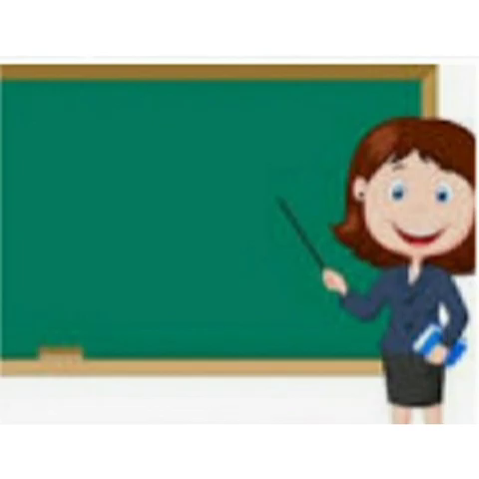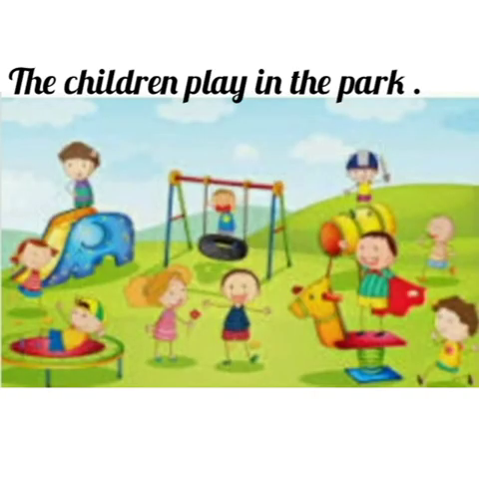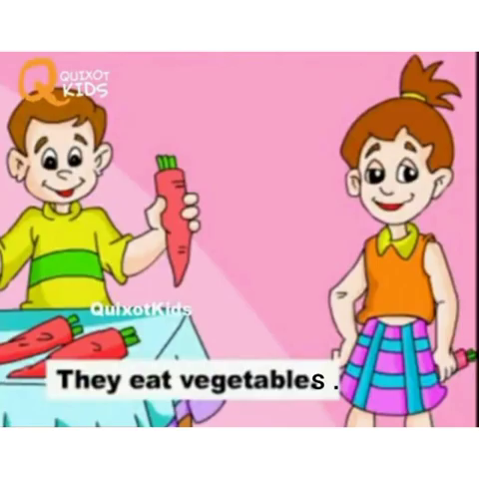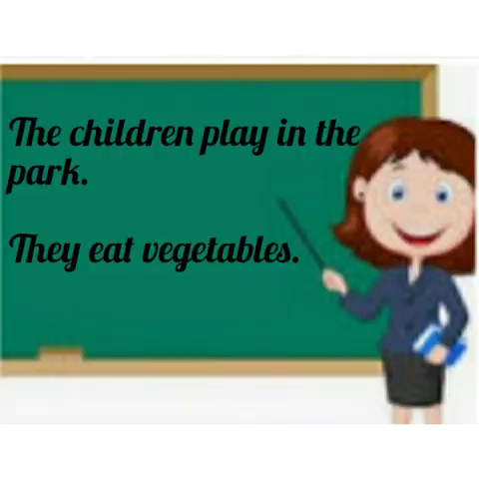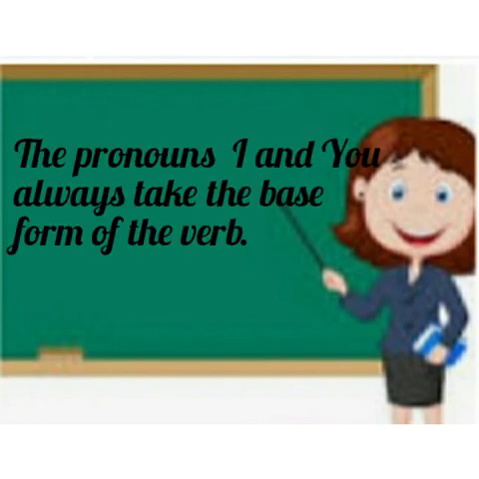Now look at these sentences. The children play in the park. They eat vegetables. Now here the noun in the first sentence and the pronoun used in the second sentence are plural. So if it is a plural noun or pronoun, we use the base form or the root form of the verb. That is, we do not add anything to the verb. In the same way with pronouns I and you also, we always take the base form of the verb.